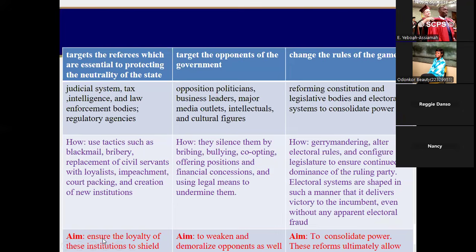Now, the aim is to ensure the loyalty of these institutions. These institutions have to be loyal to the government so that the government can do whatever they want to do. No one questions them. The second step is to target opponents of the regime: opposition politicians, business leaders, major media outlets, intellectuals, people who speak on policy issues, and cultural figures like traditional chiefs.